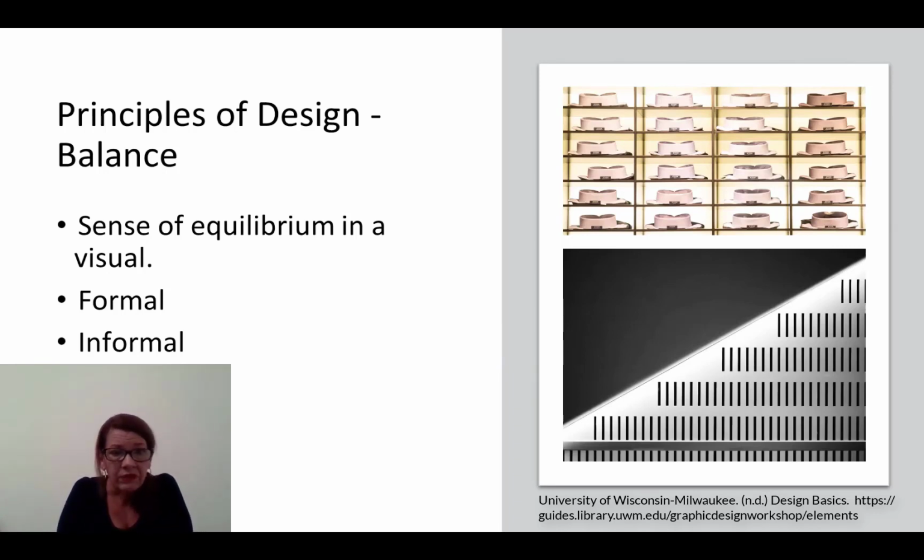Formal balance is when objects of equal size and importance are placed at equal distances from the center of the visual, like the shirts in the upper right-hand corner. Informal balance is where several small objects can balance one large object, like the black and white photo of lines in a triangle shape in the bottom right-hand corner.